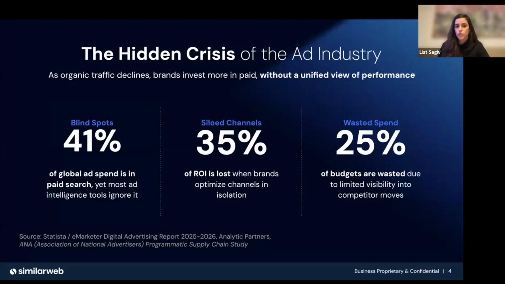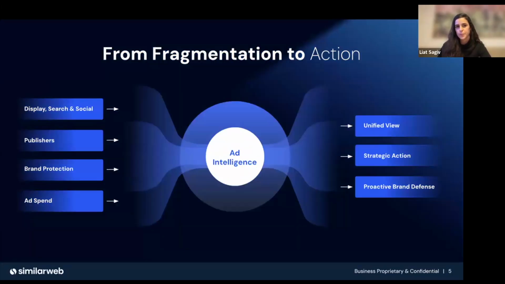And we see that 35% of their ROI is lost because they try to optimize search, display, social, and all these channels, but they don't have one unified view showing everything. And eventually, this leads to wasted spend. We know that 25% of budgets are wasted because they can't see what competitors are doing. They don't have this visibility. And that fragmentation is very, very hard.